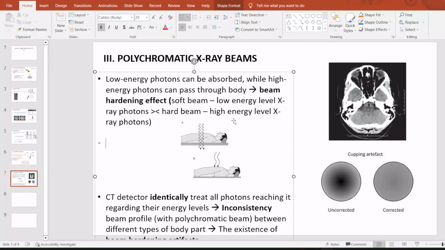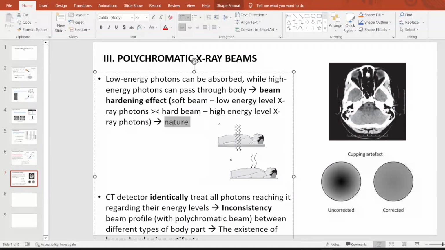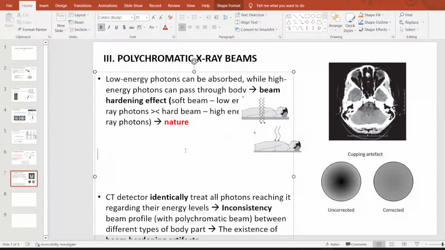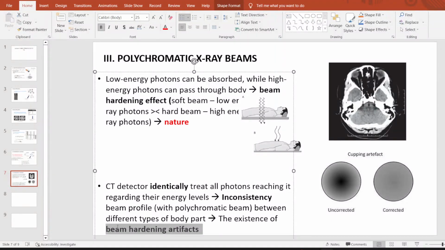But the beam hardening effect, I think you can see that it's a natural phenomenon. But whenever this phenomenon is so extreme, I mean the quality of the beam is so poor, your beam has so large a range of spectrum, and the beam hardening effect occurs so extremely, it leads to beam hardening artifacts.